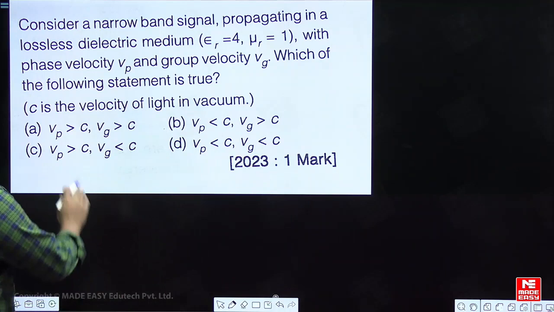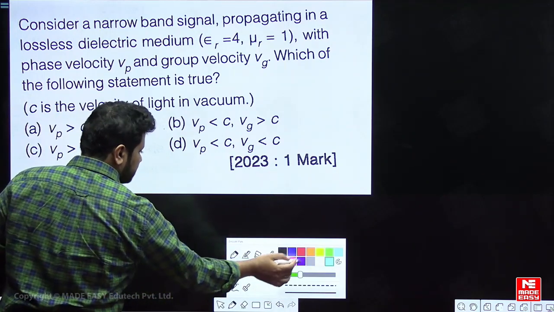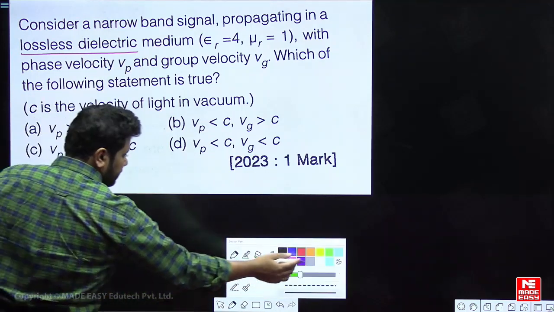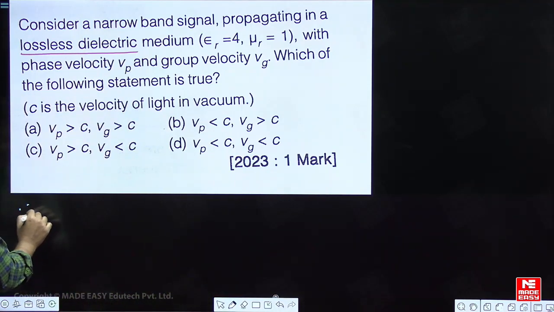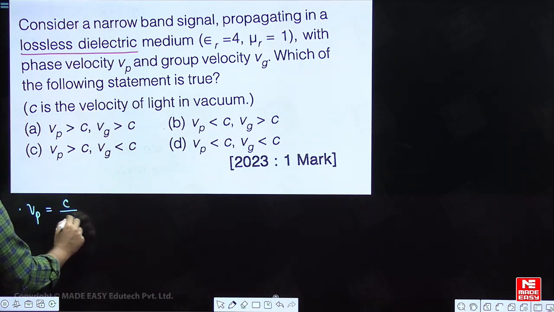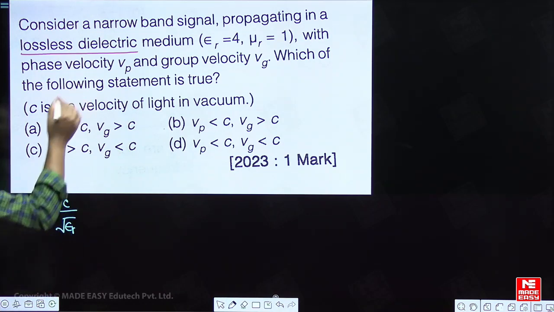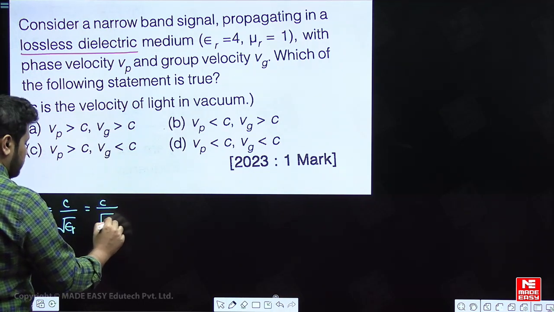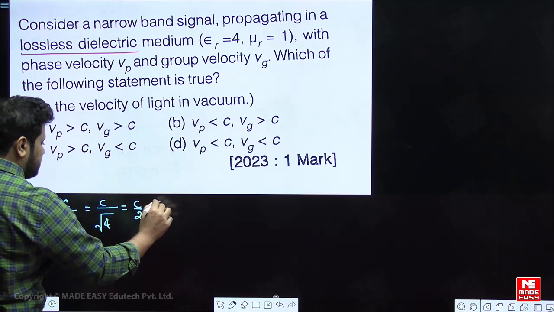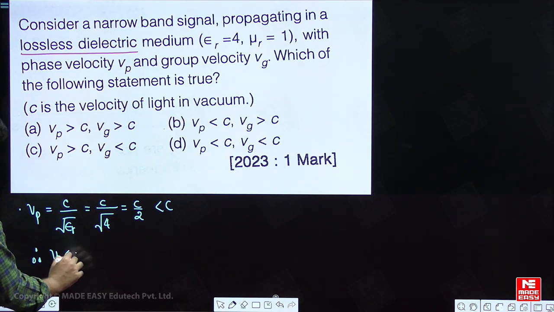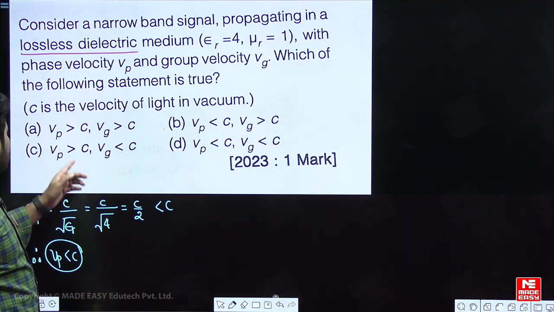So a narrow band signal propagating in a lossless dielectric. You can see that the word they have used is lossless. Correct. So for a lossless dielectric, the phase velocity is given as c upon root epsilon r, because it is lossless. So this is equal to c upon root of 4, that means c by 2. So it is less than c. Therefore I can clearly say that the phase velocity is less than c.